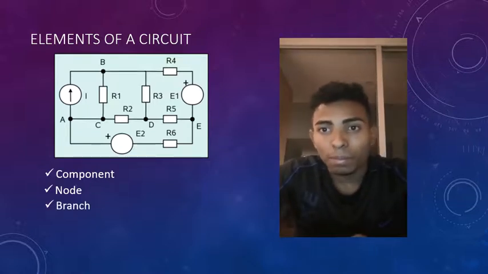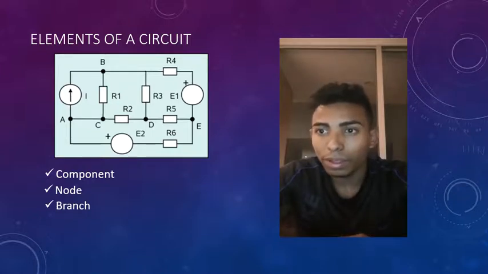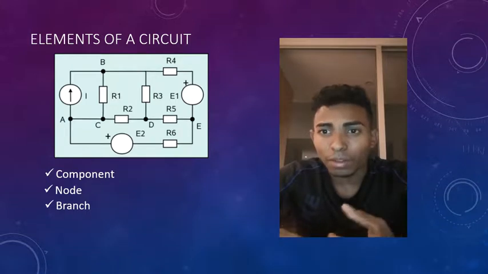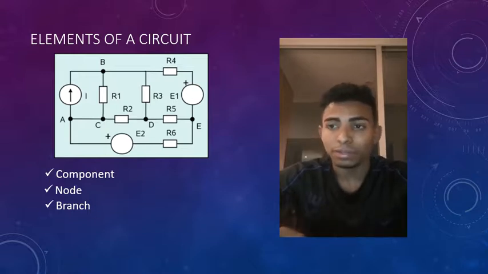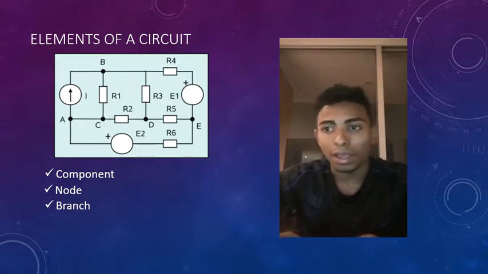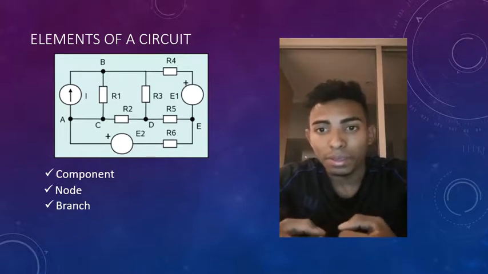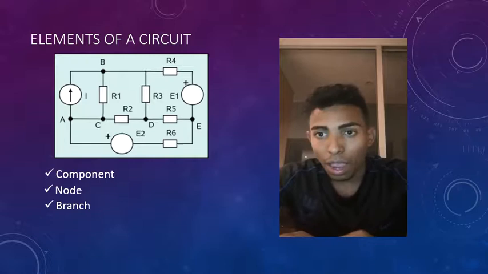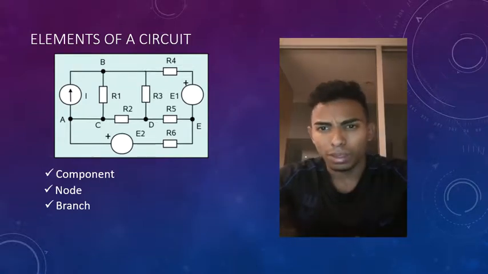Branch: a portion of the circuit between two contiguous nodes. In Figure 1 there are seven branches: AB for the source, BC for R1, AD, and so on. Obviously, only one current can flow in a branch.